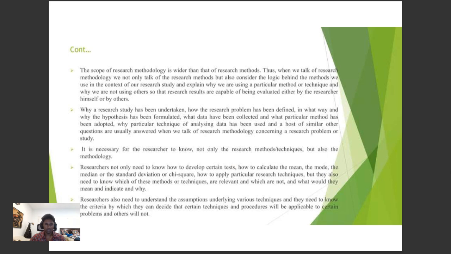It is necessary for the researcher to know not only the research methods or techniques, but also the methodology. Researchers not only need to know how to develop certain tests, how to calculate the mean, the mode, the median, or the standard deviation or chi square, how to apply particular research techniques, but they also need to know which of these methods or techniques are relevant and which are not, and what they would mean and indicate and why. Researchers also need to understand the assumptions underlying various techniques, and they need to know the criteria by which they can decide that certain techniques and procedures will be applicable to certain problems and others will not.